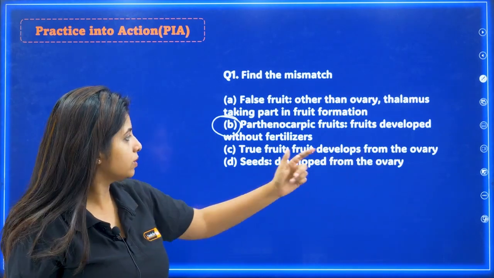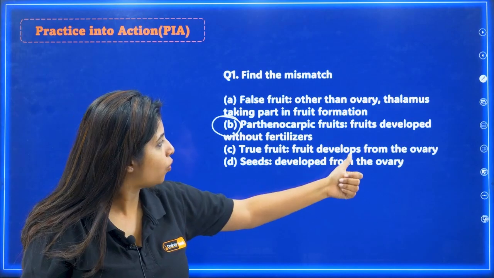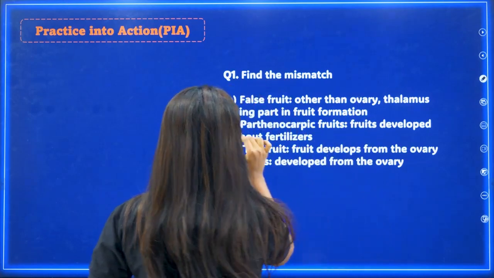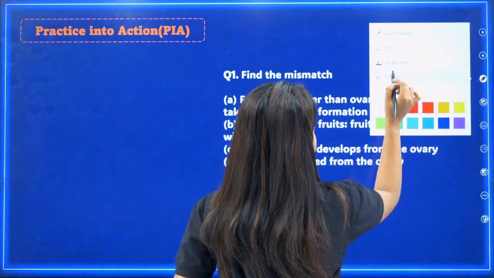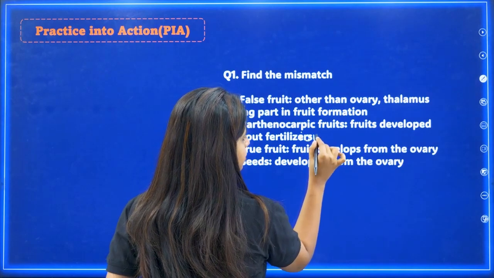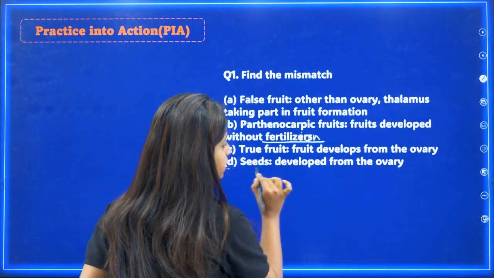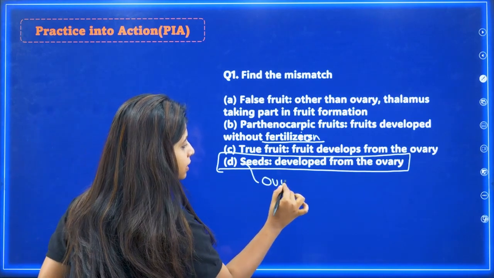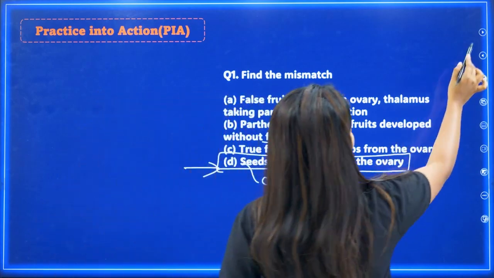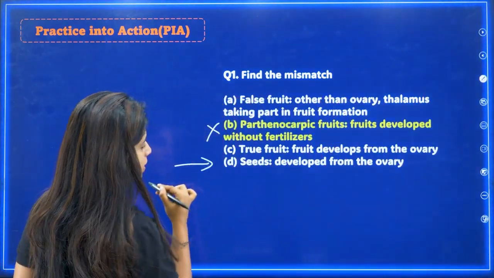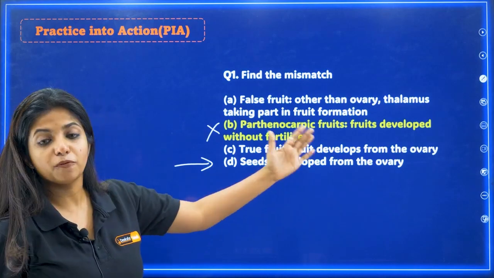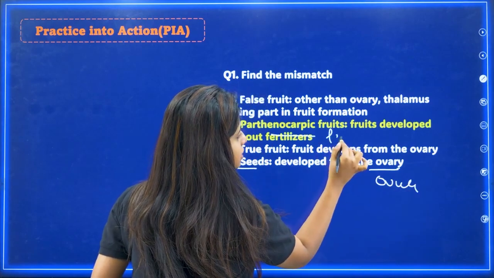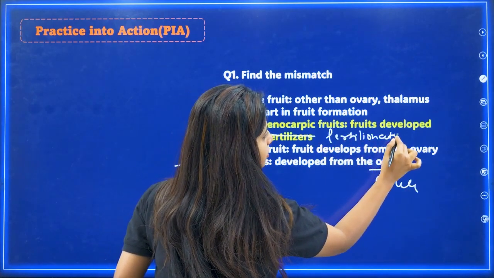Seed develops from the ovary. Okay, so basically I think that's a typo over here. So this is not fertilizers, this is fertilization. So this statement would be correct. I think this is something that is totally wrong. Seeds develop from the ovary? No, seeds develop from the ovule. This is a mismatch. So I might have not read it properly, which is why I might have put it over here. This is the answer. D is the answer. Seeds developed from the ovary, that is wrong because seeds are developed from the ovule. So this is not fertilizer, this is fertilization. So this would have been correct.